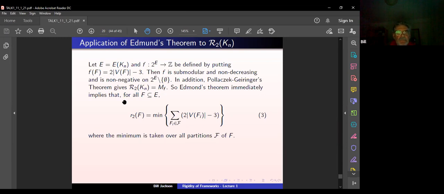Yes. So the main statement here is that this MF is actually equal to the rank function, I guess needs a lower bound. Sorry, you said MF? I'm reading your slide. You have R2, which is your rigidity matroid, right? Yeah. And then MF is your Edmonds matroid. Right, okay.